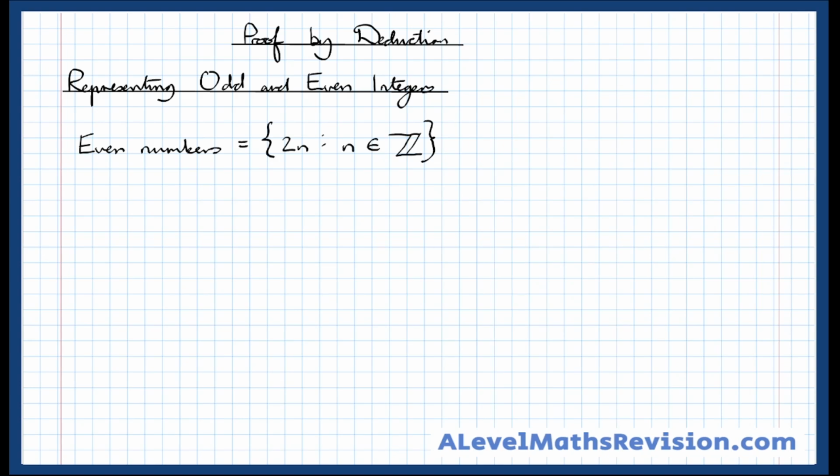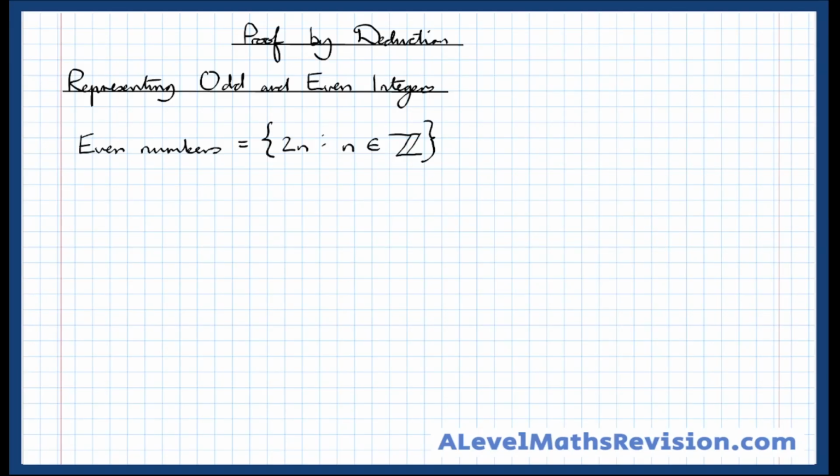Now what I've just given you is a very formal way of writing it. Basically, in a question, you'd be well within your rights when it asks you to represent an even number algebraically just to write 2n. But you do need to know this terminology and notation also.